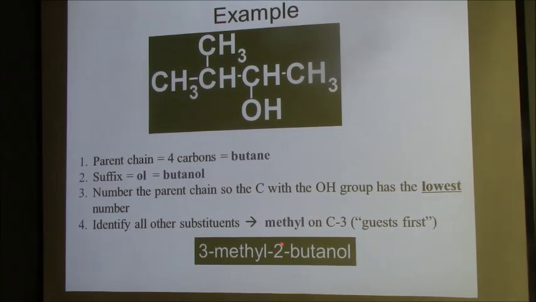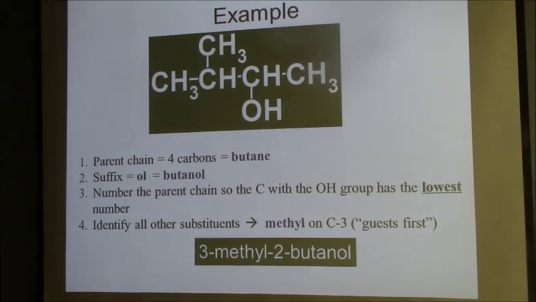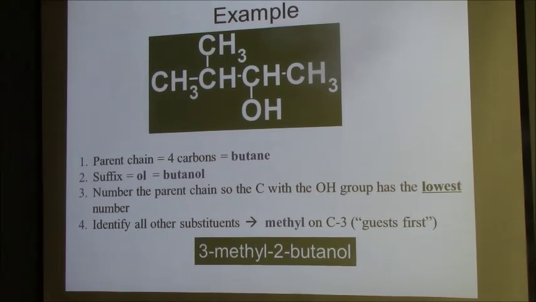You need to tell the reader where the alcohol group is located, because it could be 1-butanol, could be 2-butanol. You need to tell the reader where it's located. It can't be 3-butanol because if the OH were here, you'd begin numbering from this side.